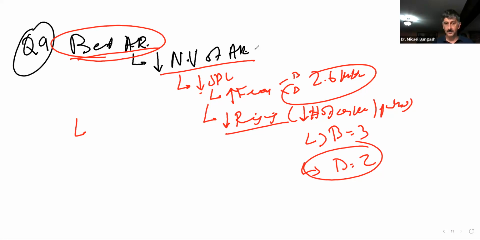Why? Because a lower value means that it will be able to distinguish two structures that are more closely placed to one another. Did that make any sense? Yes. Good.